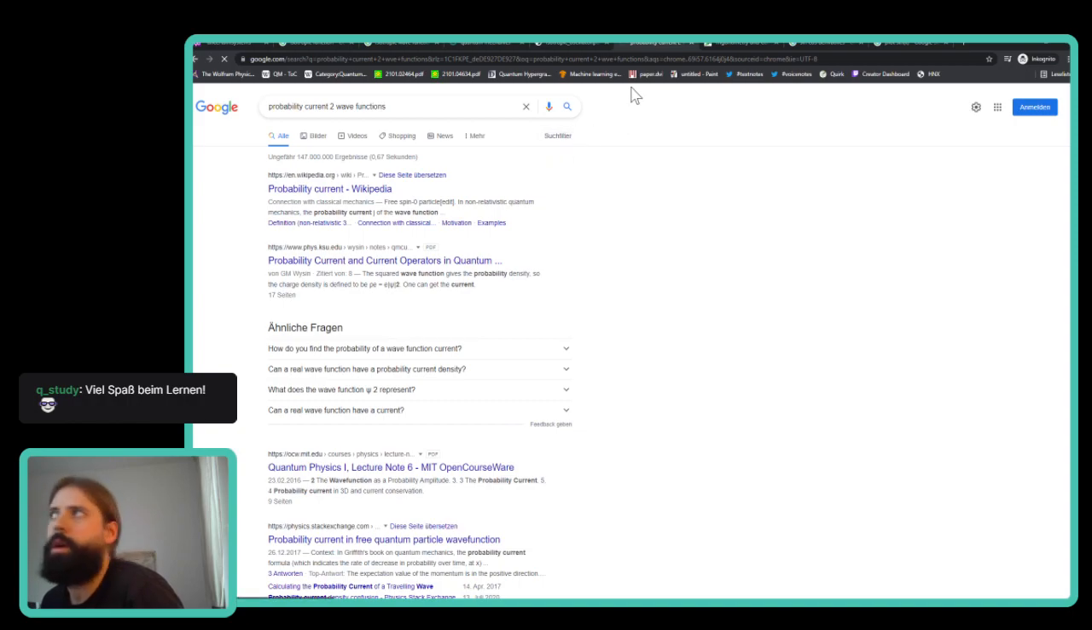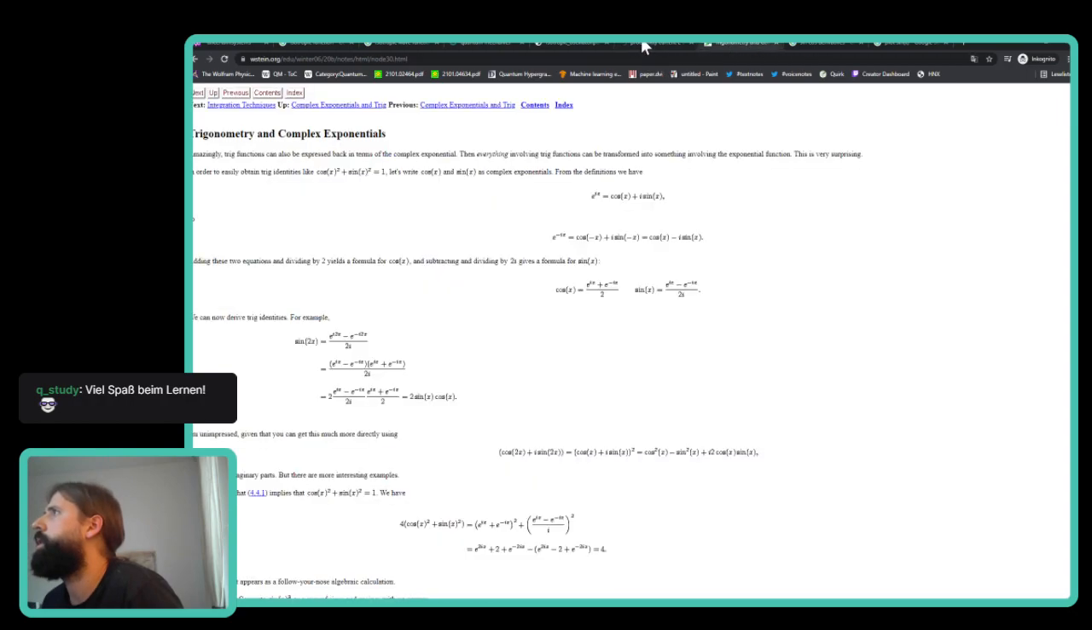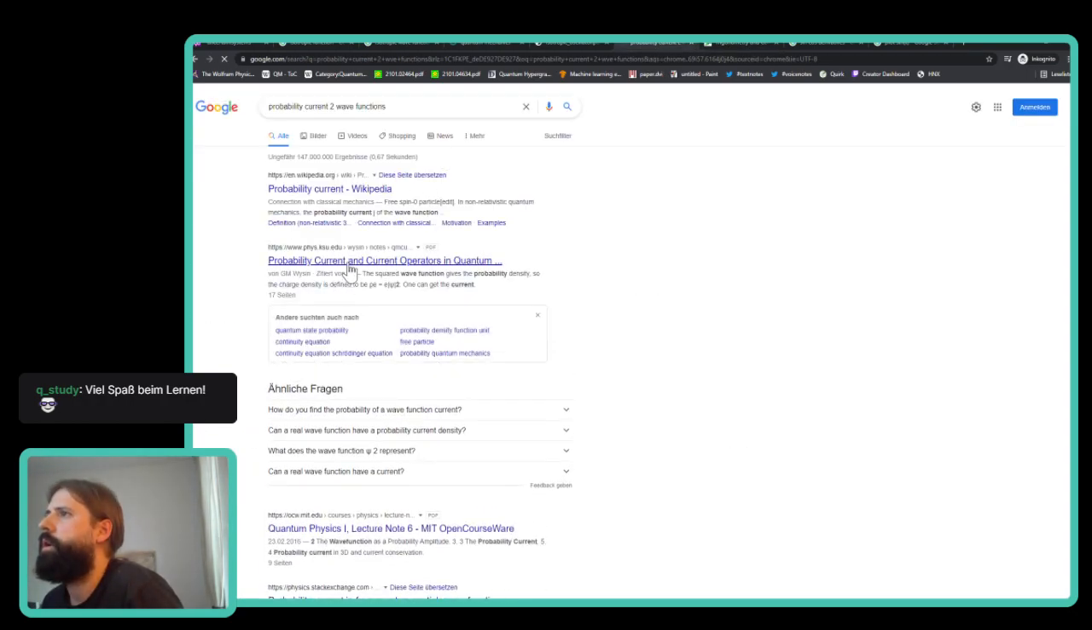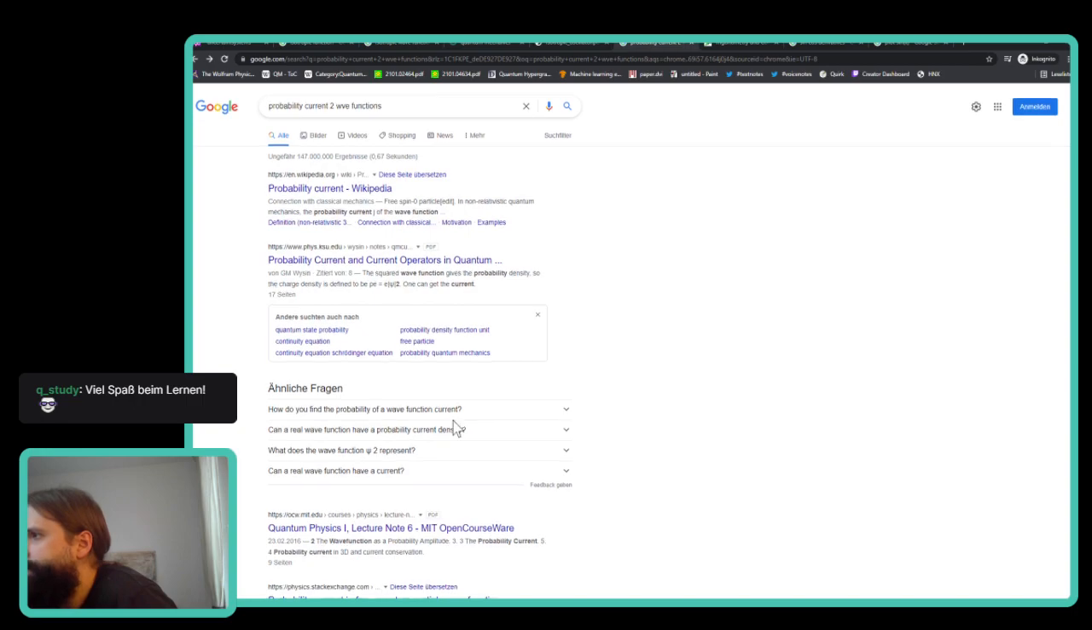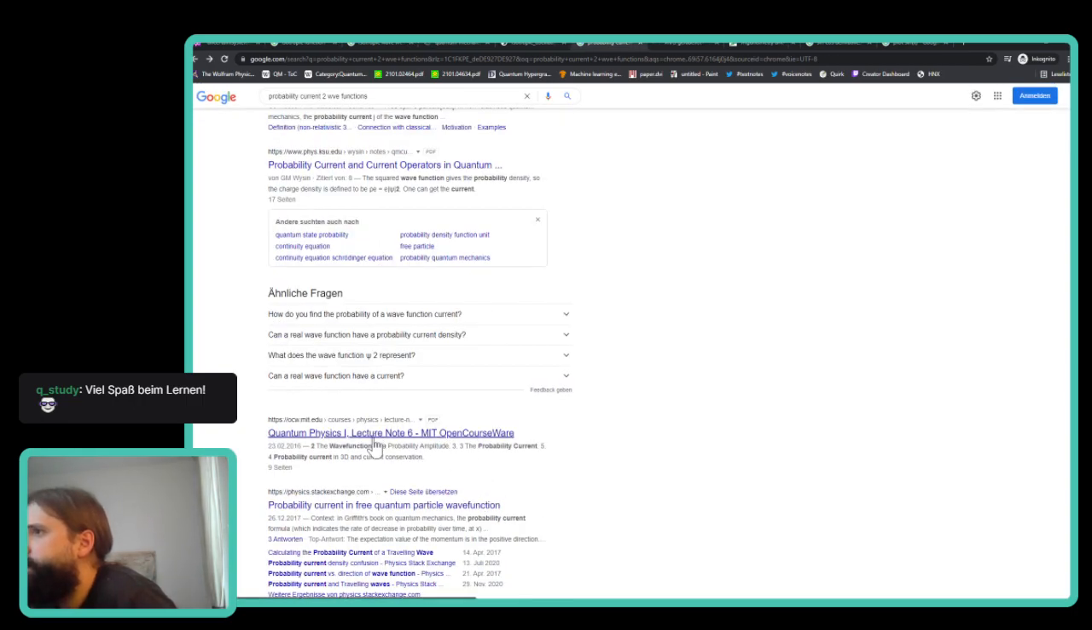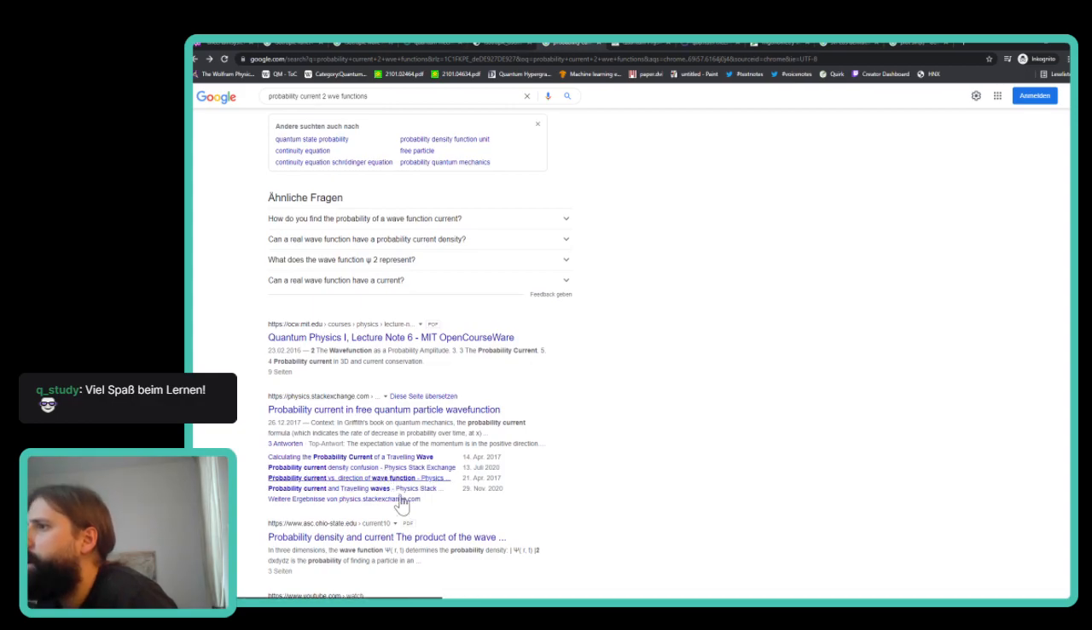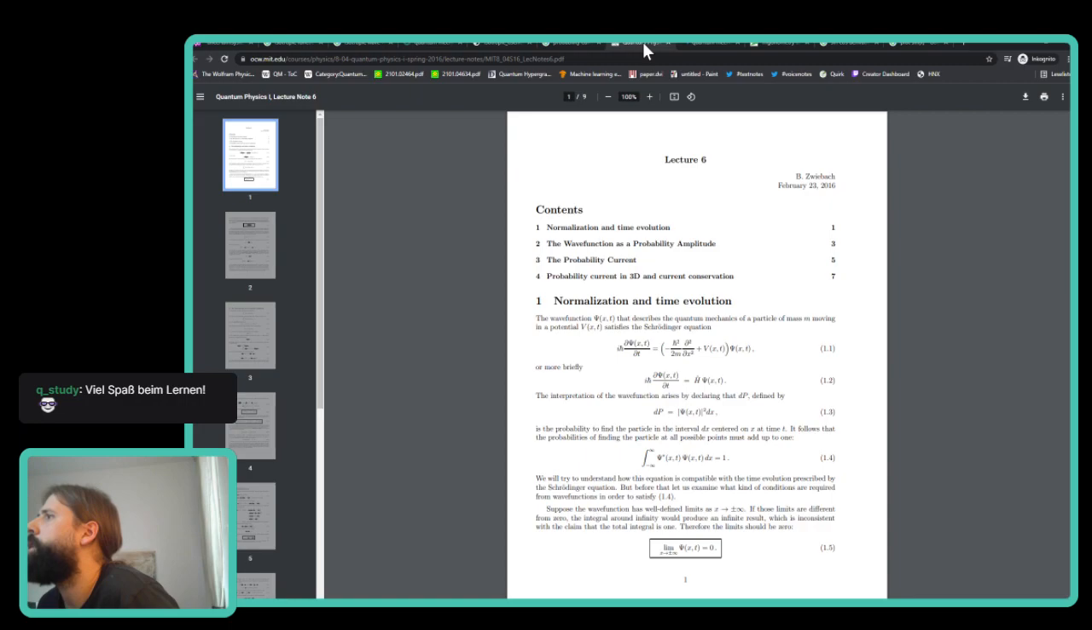So what does it do? Does it take me anywhere interesting? It's not loading or what? Come on. Oh god. But it seems like it's definitely something standard in the quantum mechanics stuff, which I've never seen before. Probability current, page 5.